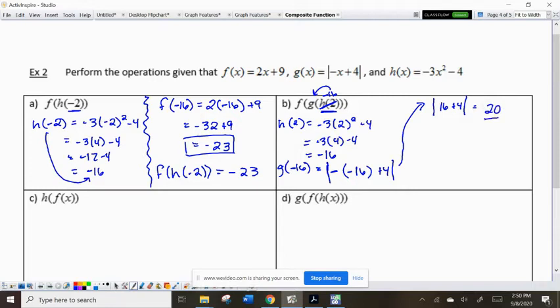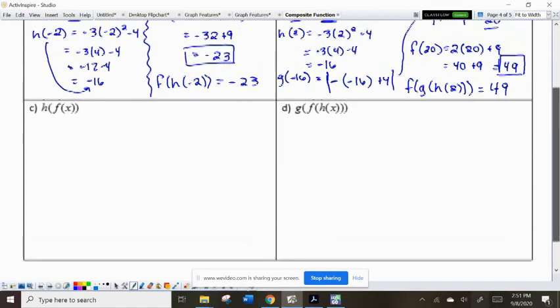Now that 20 has to go into f. You see there's a third function there. So we are starting from the inner and going outer. So now we're going to go to f and plug in 20. And that would give us 40 plus 9, or 49. That is our final answer. And we could also write that f of g of h of 2 equals 49.